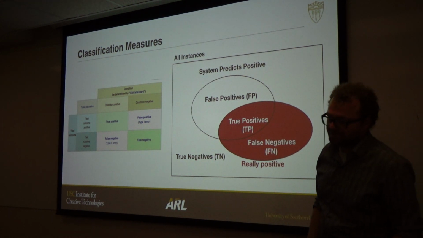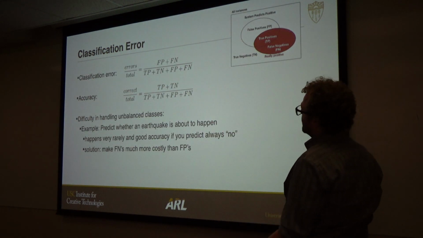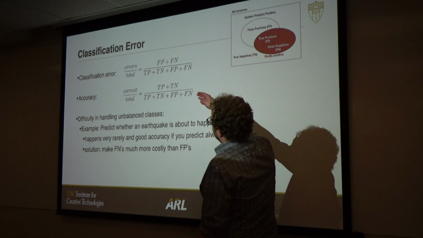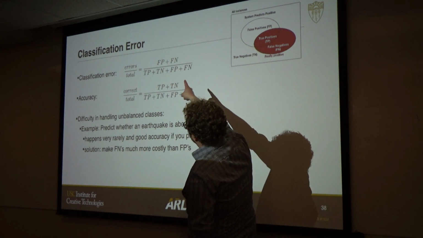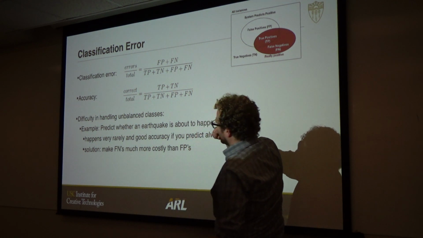Okay? And so if we use these, we can now define classification error, which is the false positive plus false negative divided by true positive plus true negative, etc.